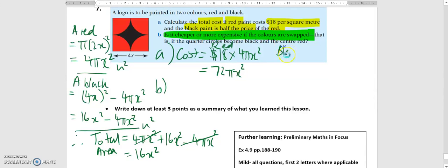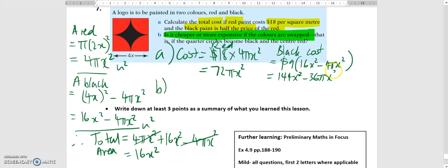And the black cost, well, that's going to be, because it says it's half the price of the red, so it's going to be $9 a square meter. So you're going to have $9 times 16x squared minus 4 pi x squared. And when you expand that, you get 144x squared minus 36 pi x squared. So then you want the total cost. So we're not up to B yet.